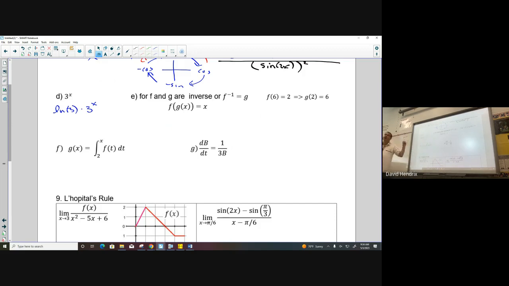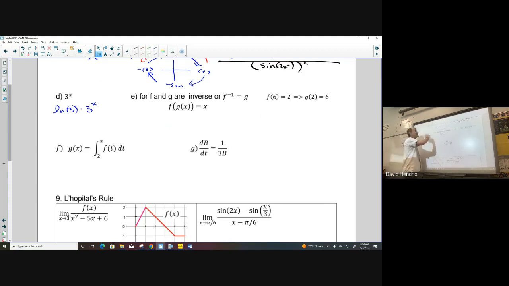What you do not want to do is try to use the power rule where you multiply, and I see students say the answer is like x times 3 to the x minus 1. That works for polynomials. It does not work for exponential functions. So you have to do this, okay?